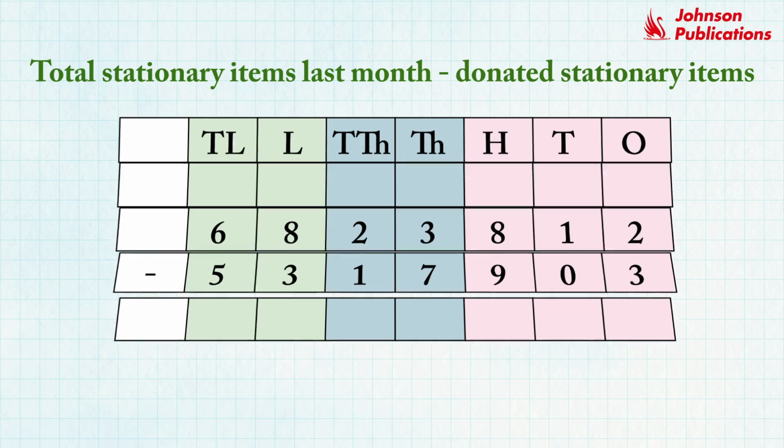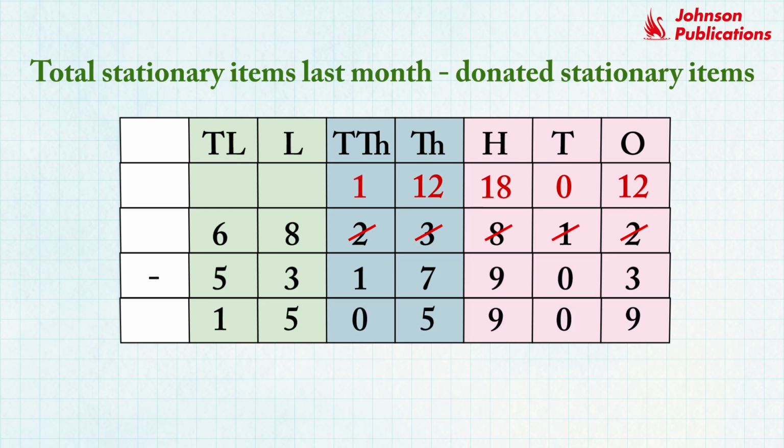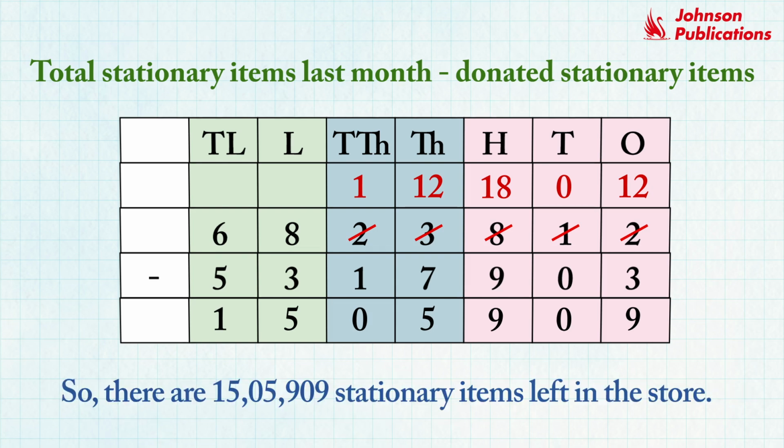We will subtract the stationery items donated from the total collection. To subtract the numbers, place them in the place value columns and subtract. Regroup the numbers wherever necessary. So, there are 15,05,909 stationery items left in the store now.